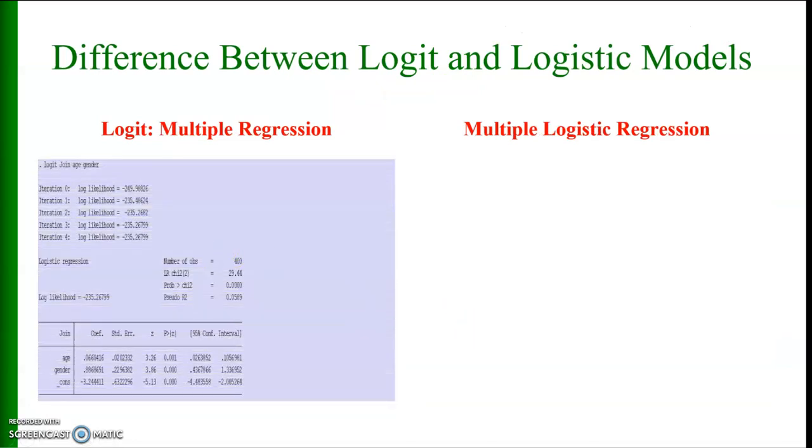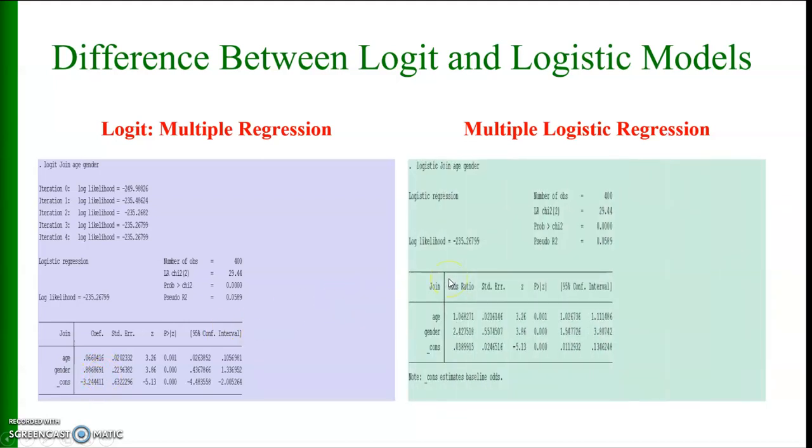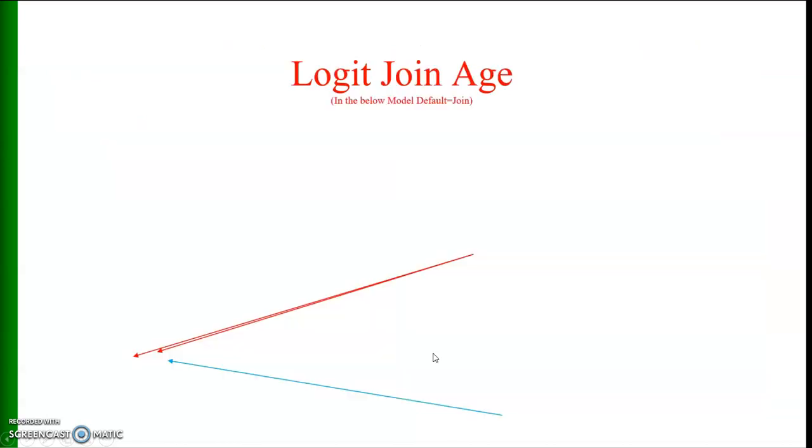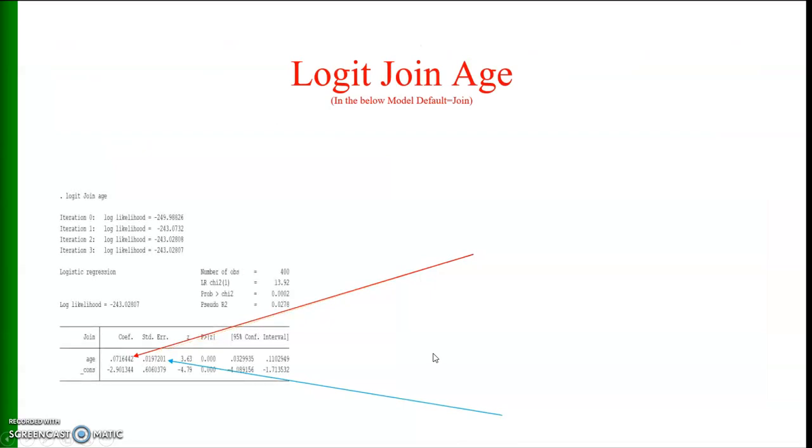Similarly, if we use multiple regression with the command logit, then we have coefficients for age, gender, and the constant. Similarly, we can also use the logistic command for the same variables, and you see here these are the odds ratios for the same variables: age, gender, and the constant. Here is the estimated model with the logit command, and this is the coefficient.